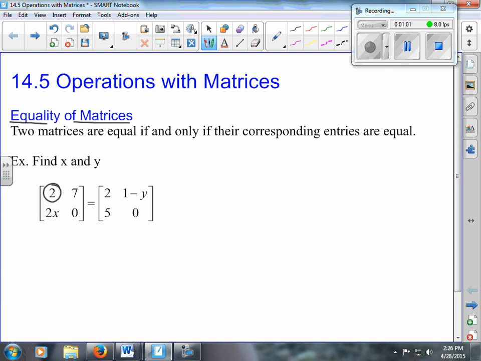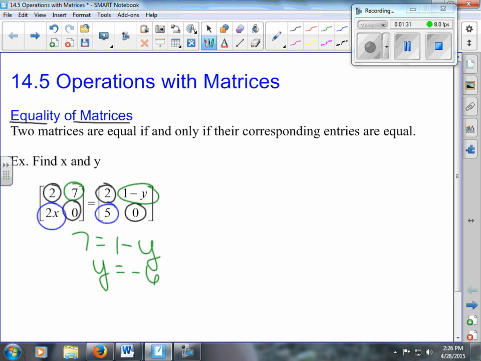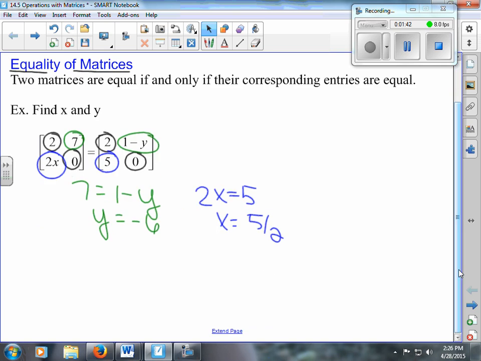And notice that their first entry, their 1, 1 entry, are both the same. And the same thing for their row 2, column 2 entry. Those are both the same. And so if these are the same everywhere, then their row 1, column 2 entry, 7 and 1 minus y, have to be equal as well. And so if this is the case, then y must equal negative 6. And also their row 2, column 1 entries need to be the same as well. And so 2x would need to equal 5, and so x equals 5 halves. And so we just have matrices are equal if all of their entries are equal.